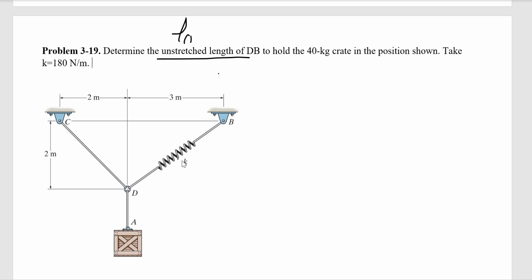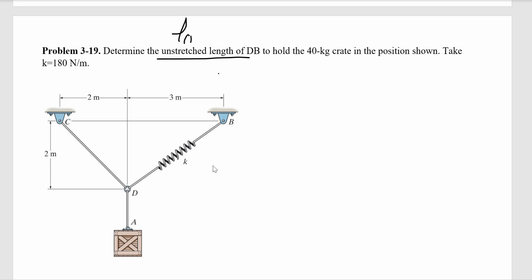So the question is asking for the unstretched length of our spring. According to the geometry, we have the final dimensions, the final length. We have 3 meter here, here is 2 meter. I can find the final length here. And I have the spring stiffness. So if I find the force, then I can find the displacement of our spring. So the first task is to find the force that is acting on member BD, or our spring BD. And to find the force, I need to use equilibrium equations.